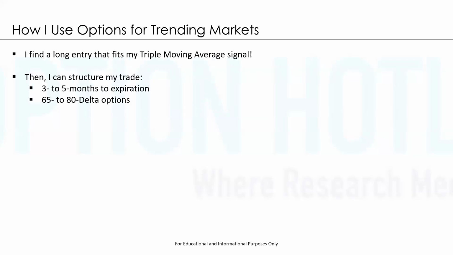Back to delta. This is how I use my options for trending markets. I'm using those in the money options. I mentioned 65 to 80 delta options. These are calls that are already in the money, already going to expire with value if we reach expiration today. But I want more time. I want 3 to 5 months to expiration so that I can allow the trend to work. And the triple moving average signal is something that I outlined in that ebook that you're going to get tomorrow. So if that's not familiar to you, take a look at it tomorrow and you'll have a better understanding of why and how I'm using these in the money options with 3 to 5 months to expiration.